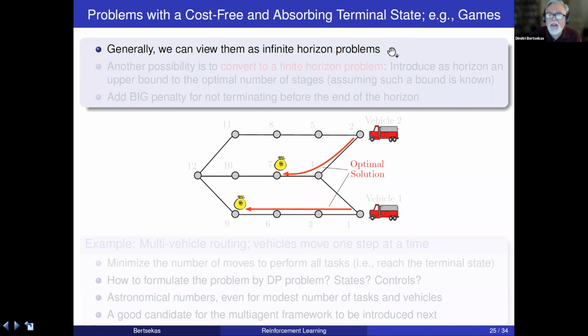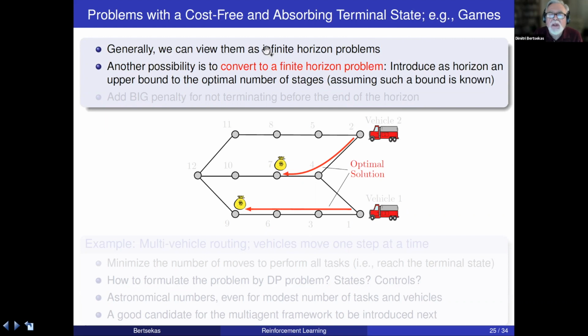Now, there's another possibility that's often useful, which is to convert the infinite horizon problem that involves the termination state into a finite horizon problem by introducing as horizon an upper bound to the optimal number of stages, assuming that you know such a bound, and then add a big penalty for not terminating before the end of the horizon. That will provide an incentive to terminate within the finite horizon problem, and no loss of optimality is incurred.